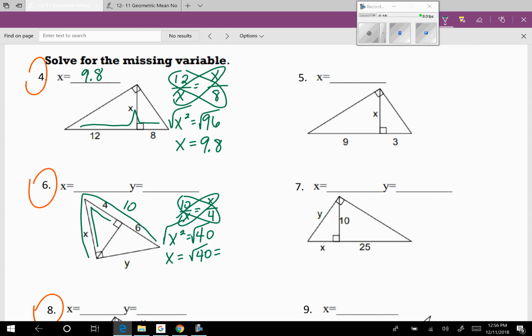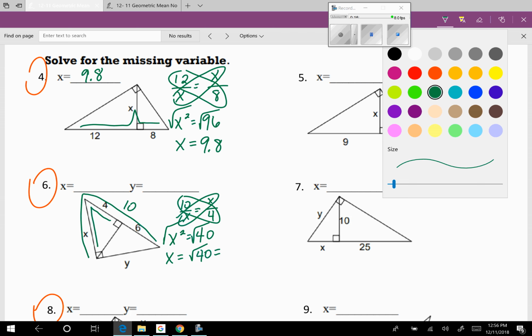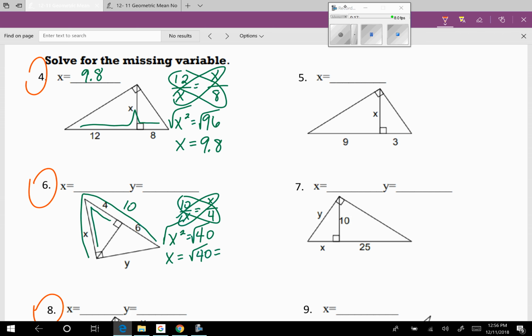So now let's go and we'll do y. So for y, I'll get a different color. So again, we'll do y, and we'll compare it to the whole thing. And we'll do y and compare it to 6. So 10 over y, so the whole thing to the leg. And now I have the leg over the part it's attached to, which is 6.